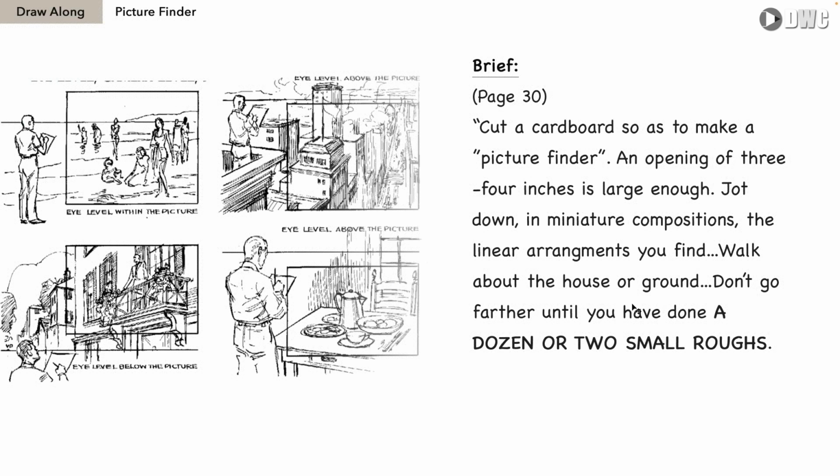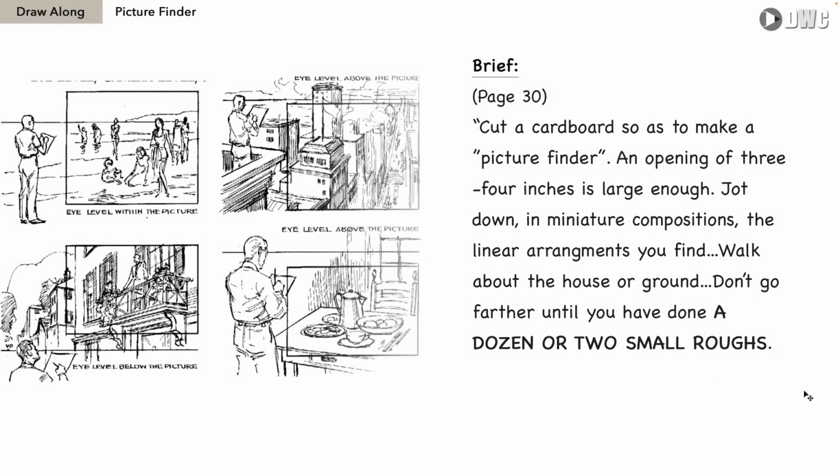I always say, don't take my advice, go to someone better than me. Loomis is one of the most important teachers in history, so I think it's a good idea to follow his advice. We're going to do this little exercise. We're going to go through a picture together with a little picture finder, and we're going to do, as Loomis says, jot down, which means write down or sketch, miniature compositions and linear arrangements. We're not going to go farther, meaning don't develop your drawing until you have done a dozen or two small roughs.